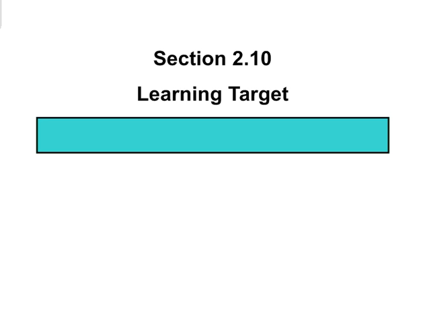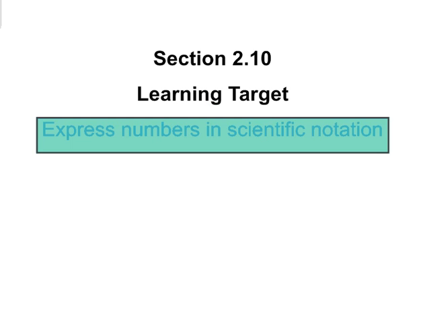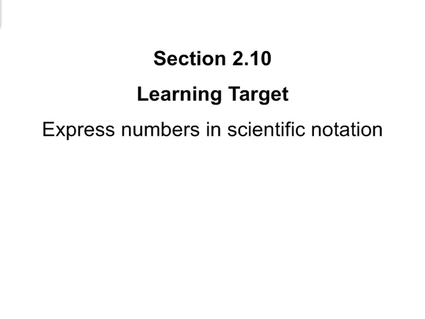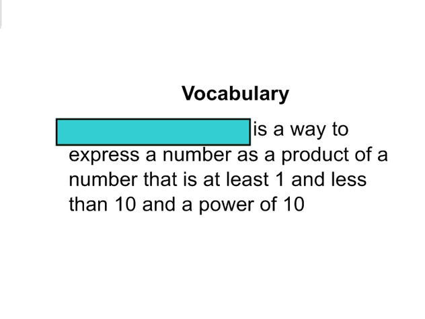Beginning our study of Chapter 2, Section 10, so that's Section 2.10. As always, we start by identifying the learning target. The learning target for today is to express numbers in scientific notation. Got to cover a couple rules before we can do that. One is the definition of scientific notation.